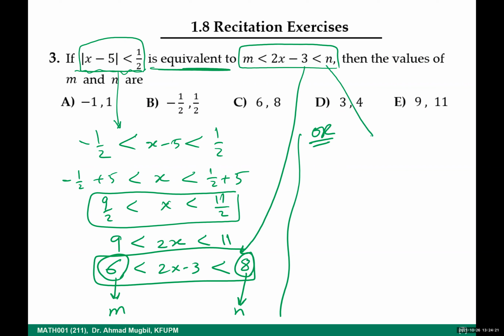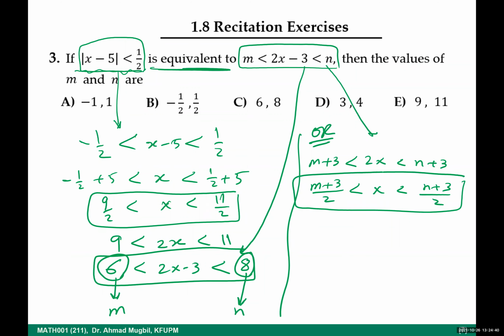You can solve this. We solved the first one. Let's solve the second one. To solve the second one, what will you do? It will be 2x less than n plus 3 and greater than m plus 3. Then divide by 2. Now we solve both. What can we do after that? Now we have this one and this one. Compare between these two. What can you conclude?